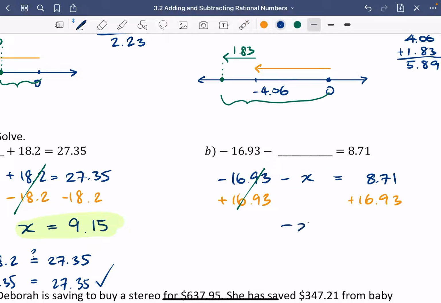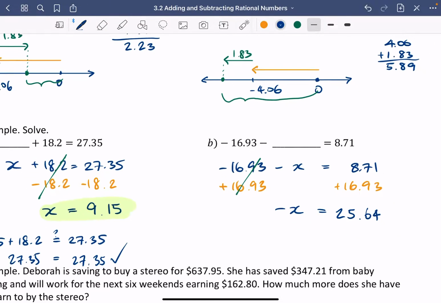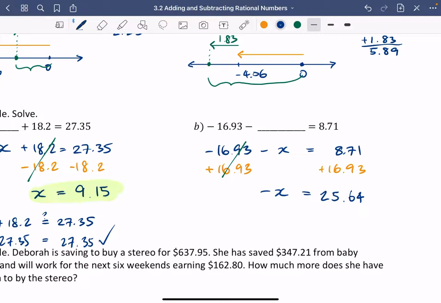So I'll write that down. Negative x is equal to. And then you're just going to add these two numbers. 1 plus 3 is 4. 9 plus 7 is 16. And then 1 plus 8 plus 6 is 15. So 1 plus 1 is 2. So the answer is 25.64. Okay. So negative x is equal to 25.64.